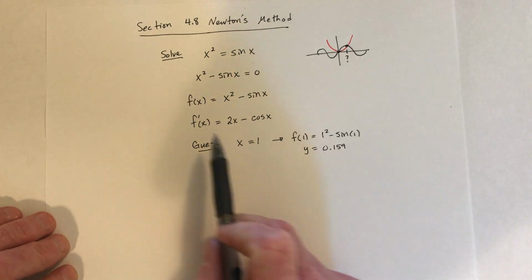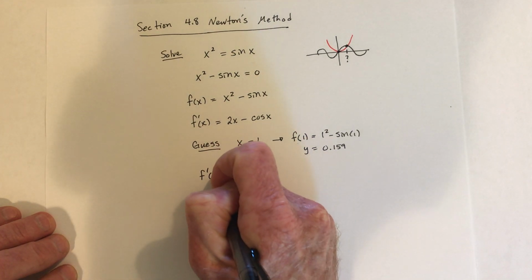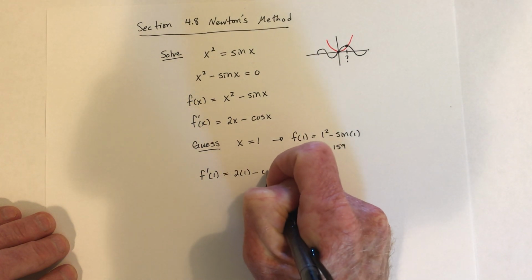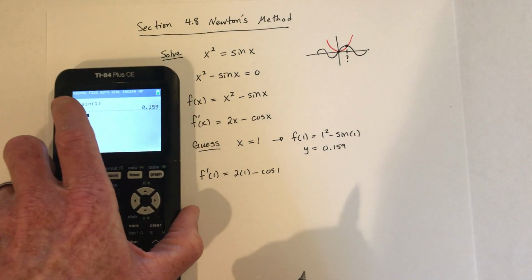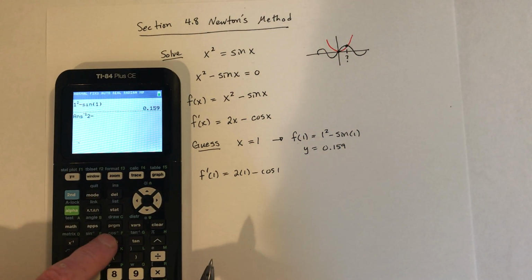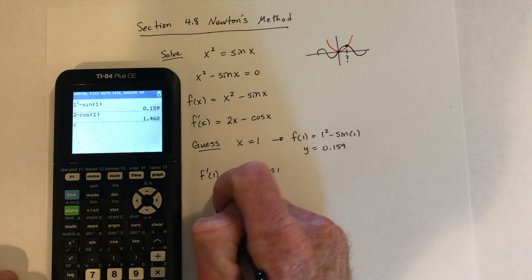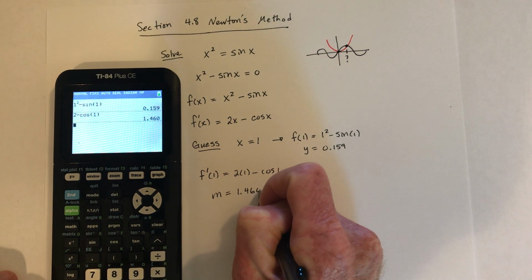Also take the number 1 and substitute it into the derivative. So that's going to be 2 times 1 minus cosine of 1. 2 minus cosine of 1. So that means that the slope is equal to 1.460.